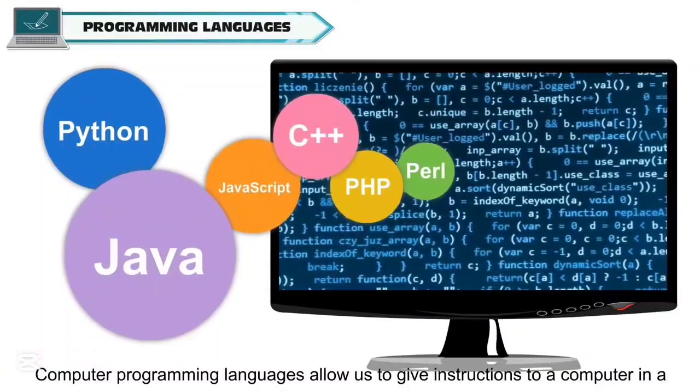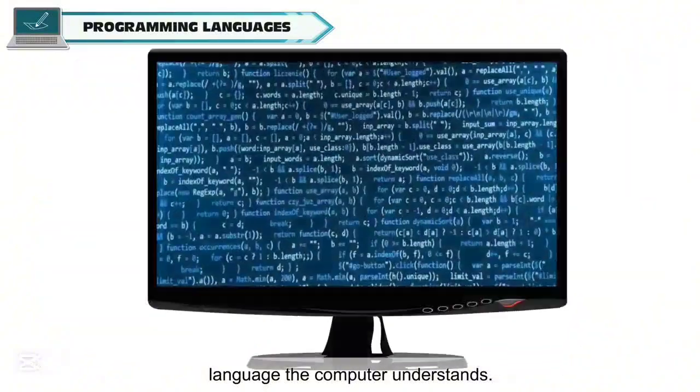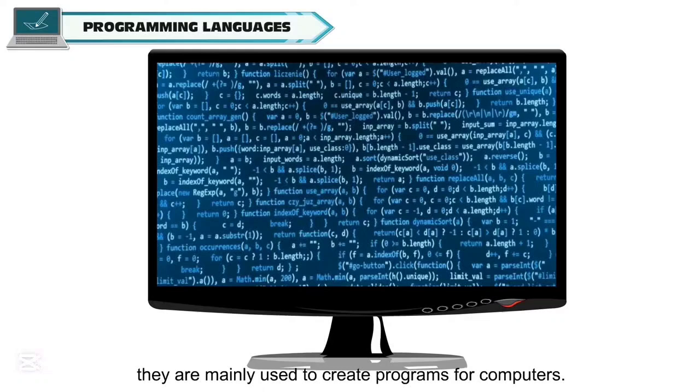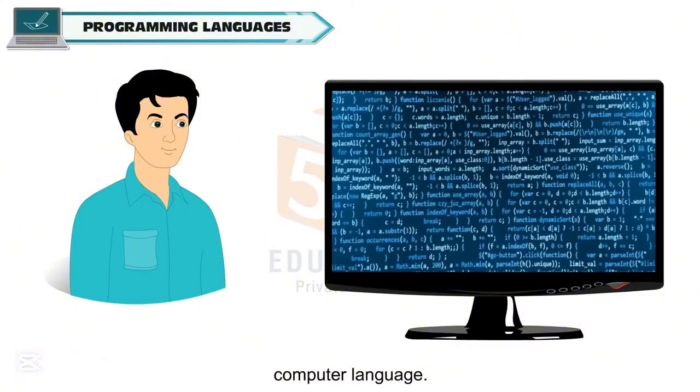Computer programming languages allow us to give instructions to a computer in a language the computer understands. A programming language contains keywords that can be used to write instructions, and they are mainly used to create programs for computers. Programming languages were introduced so that humans could easily understand computer language.